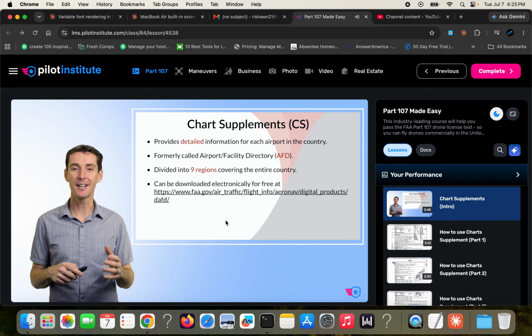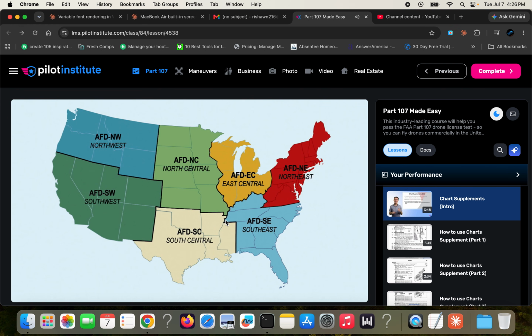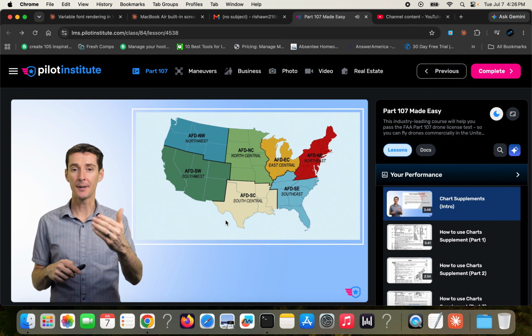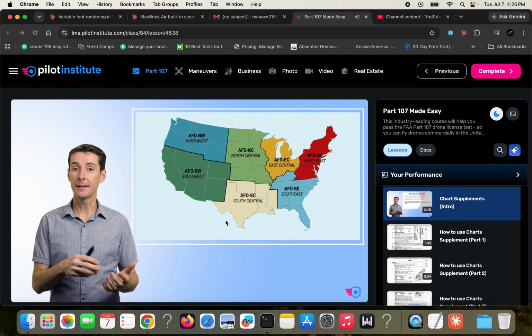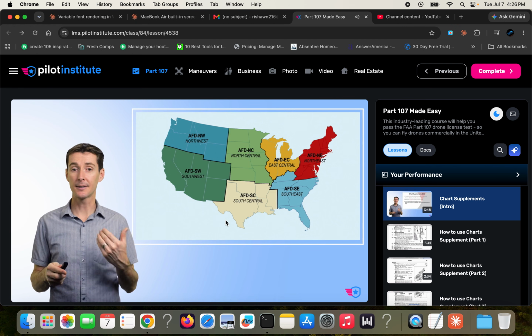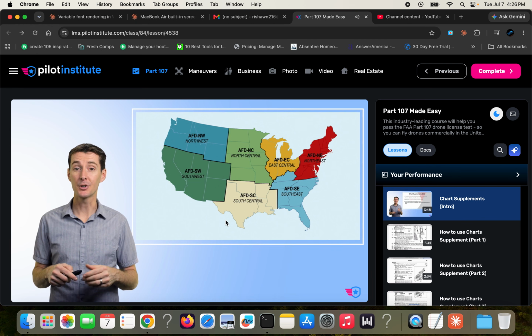The chart supplement is divided into 9 different regions that cover the entire country. And you can see them right here. These are the different regions. Now, for me, I live in the Southwest. So if I get this book or if I download it, because it's available for free to download online, then I'm going to get this product right here that's going to have all of the airports located in the Southwest region of the country. What I recommend that you do, and I'm going to show you in a minute how they look, is download the same thing that I have, the Southwest, and take a look at some airports, and then download the one for your region and take a look at what the airports look like near where you fly, so you get a better idea of what information is contained.